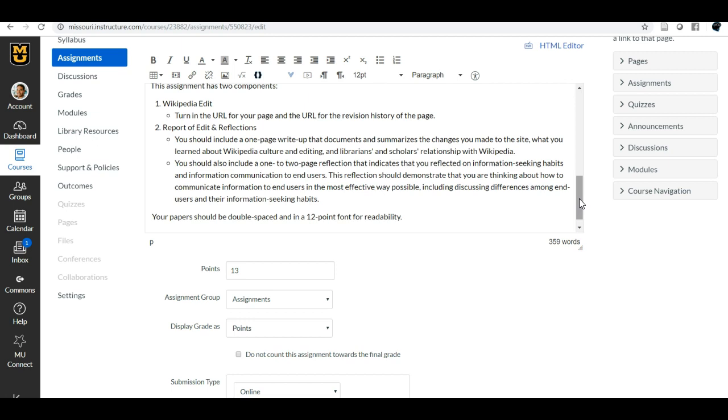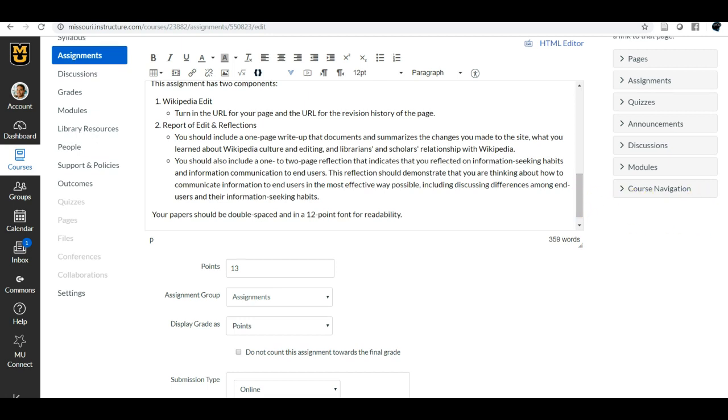You should also have a 1 to 2 page reflection paper that indicates that you reflected on information-seeking habits and information communication to end users. This reflection should demonstrate that you are thinking about how to communicate information to end users in the most effective way possible, including discussing differences among end users and their information-seeking habits. Please double space, please use 12-point font.